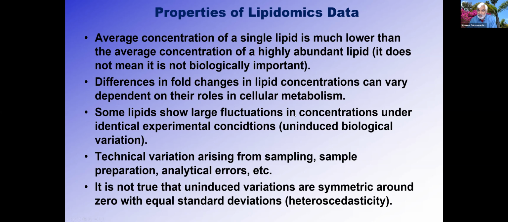Some lipids show large fluctuations in concentrations under identical experimental conditions. So these are things which you often see. There's a spelling mistake here, it's conditions. Uninduced biological variation. These are not biologically induced. These are just some random variations due to your experimental error, sample problems and so forth.